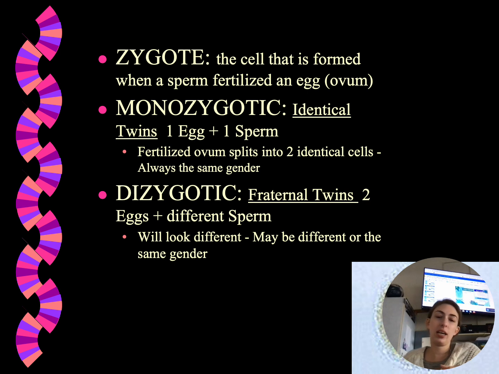And dizygotic is fraternal twins, meaning that they're not going to have the same exact genetic information. You have 2 separate eggs and 2 separate sperm that fertilize those separate ones. It's not that split, they are separate when they're dizygotic.